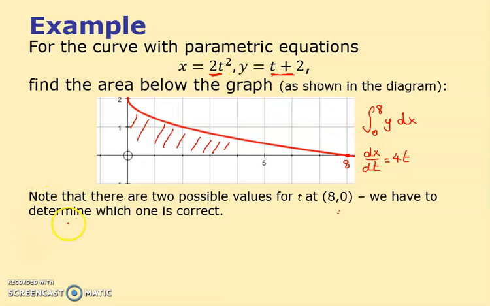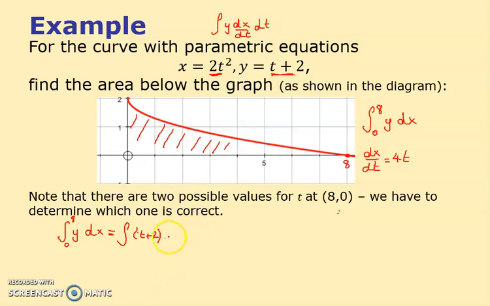So over here I'm going to write the integral of y dx between 0 and 8 is the integral of y. What was y? It was t plus 2. So write that, t plus 2. I'm going to times by dx/dt. So remember, this is what I'm doing basically. I'm finding y dx/dt dt.